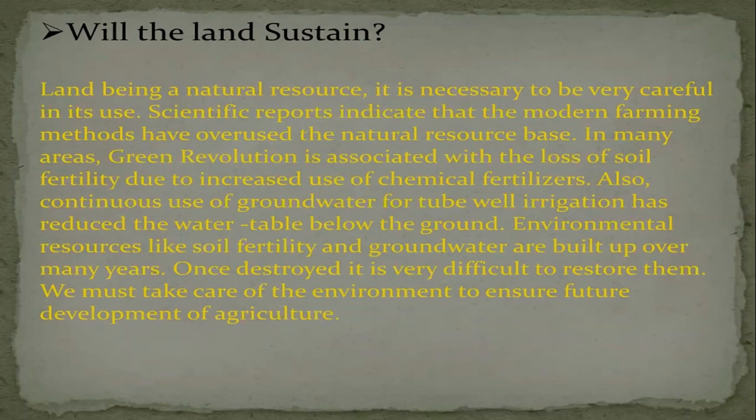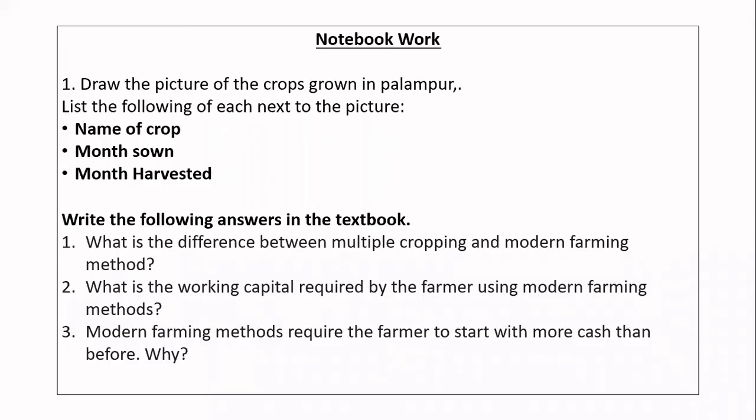So now this is bringing us to the end of today's lesson, and this is your work. I want you to draw the picture of all the crops that are grown in Palampur in your notebooks. And besides the crop that you draw, I want you to write the name of that crop, the month in which it is sown, and the month in which it is harvested. Besides this, you will brainstorm these reasonings and these questions and list out the answers in your notebooks.